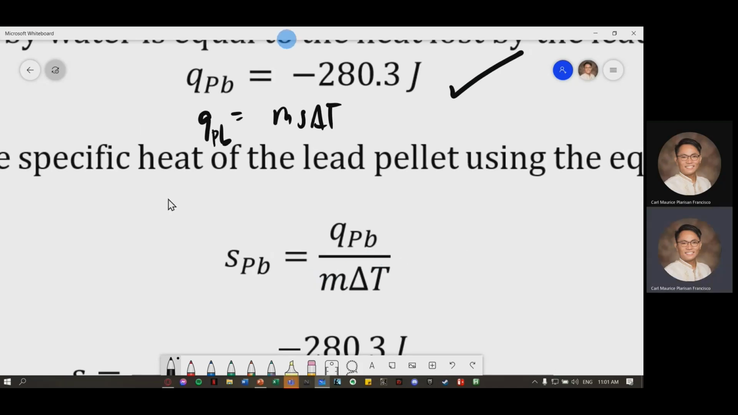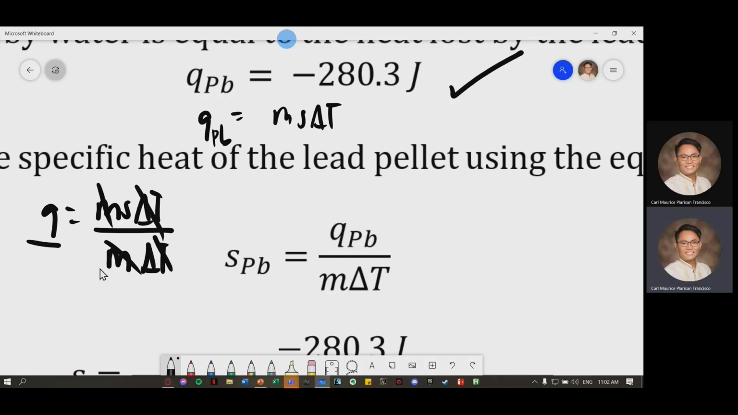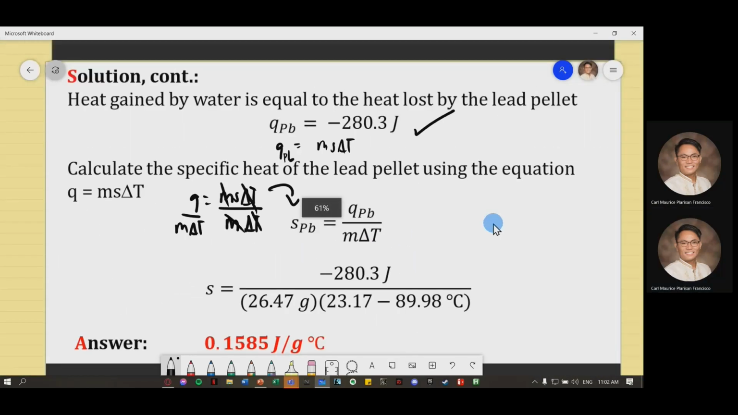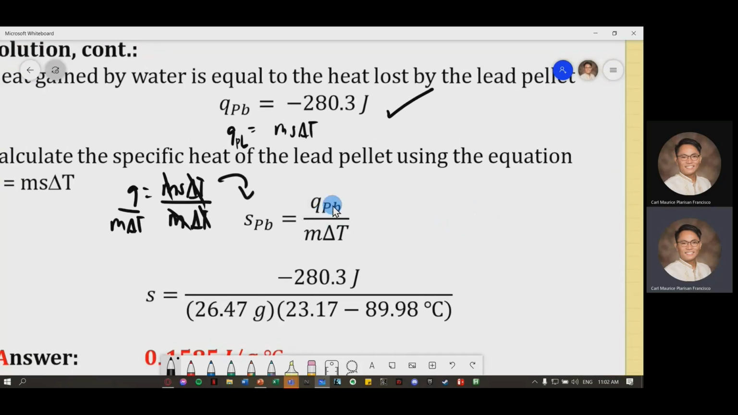Okay, so how do we do that? Q is equal to ms change in T. We need to isolate S. Divide both sides by m change in T. S is equal to Q over m times change in T. Specific heat is equal to heat all over mass times change in temperature. The next step, substitute Q of Pb, that is your negative 280.3.